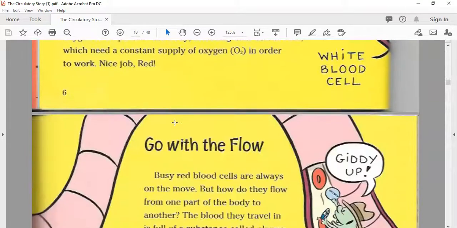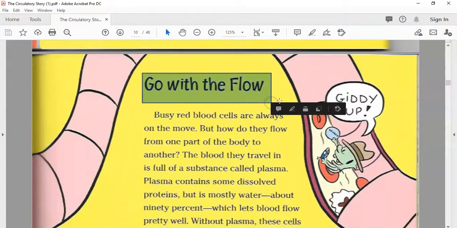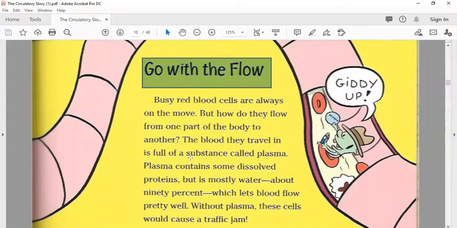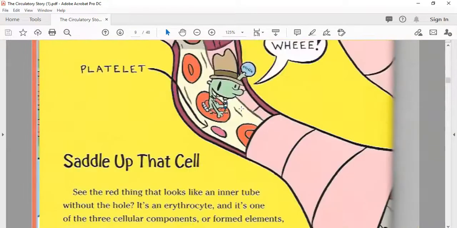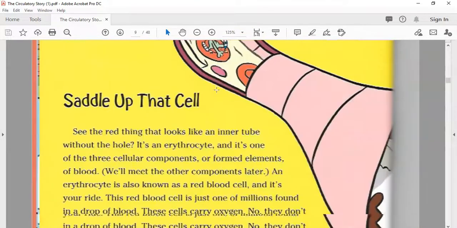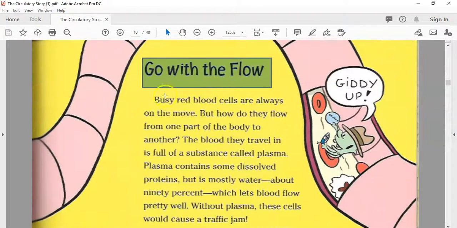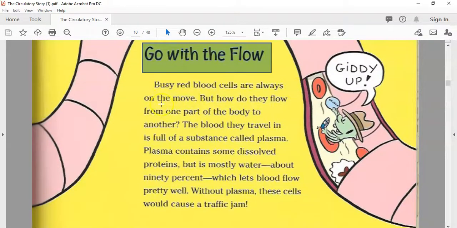Okay. So then we already know that this section that says go with the flow, what is it going to talk about? That he's actually going through the what? What do we say this pink thing looks like? What is this pink thing called? It's a blood vessel. So he's inside of a blood vessel. Busy red blood cells are always on the move.